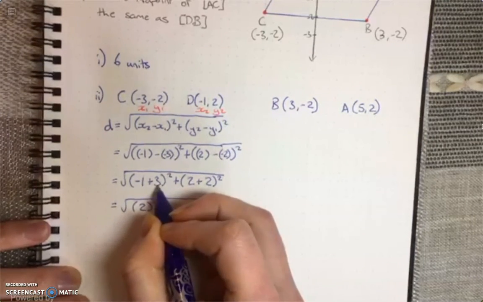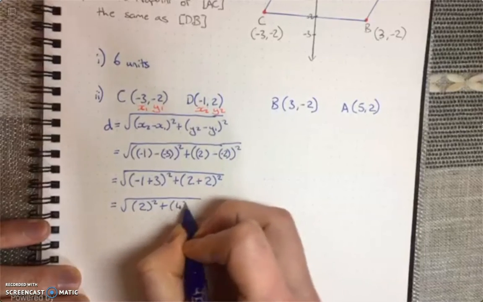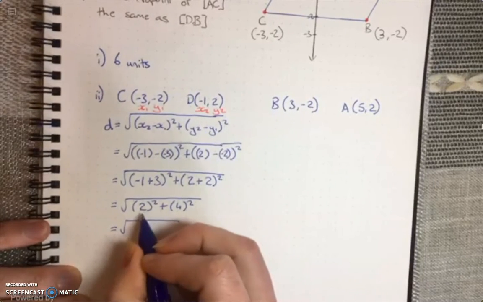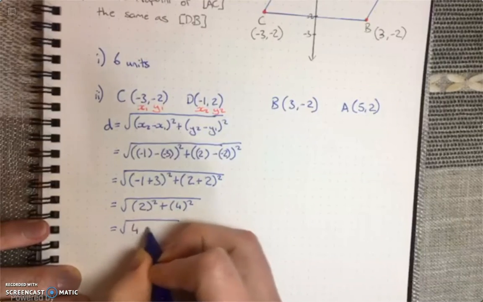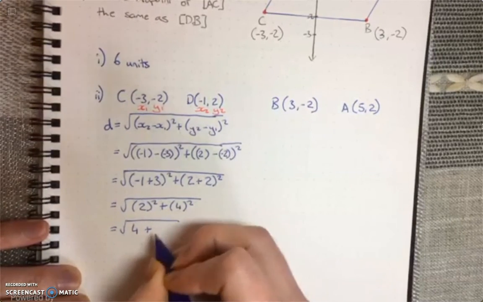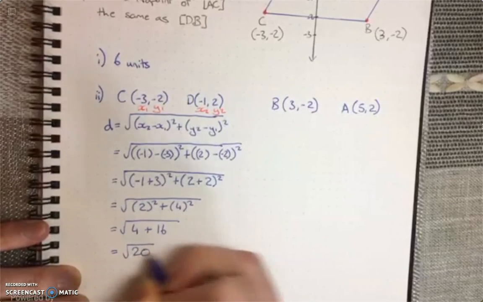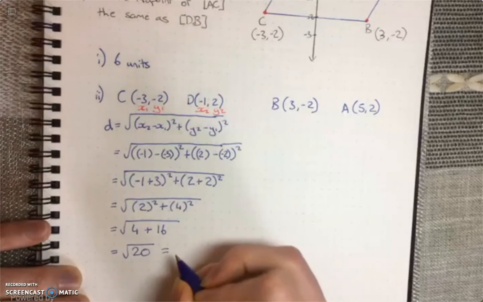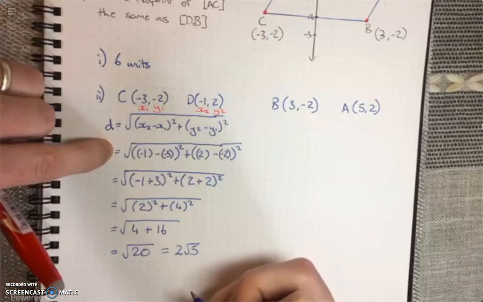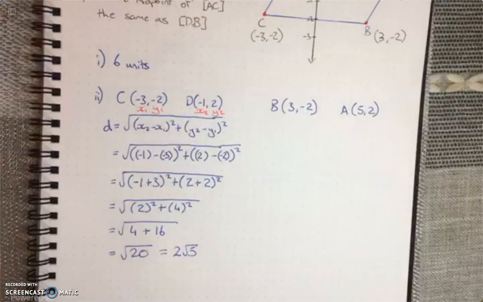Read it the other way. What's 3 take away 1? It's 2. Plus 4 squared. 2 squared, remember, means 2 by 2, which is 4. And 4 squared is 4 by itself. 4 multiplied by 4 is 16. So my final answer is the square root of 20, which I think is the same as saying 2 root 5. If you use the calculator at this point, you would have got this answer. So both are the same.